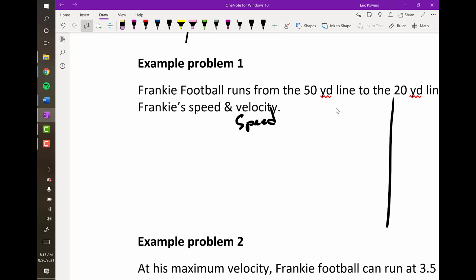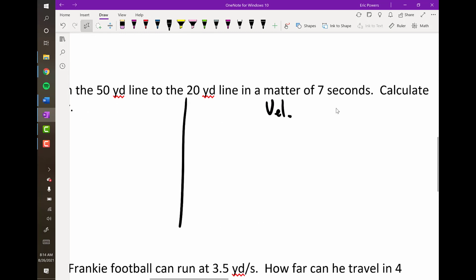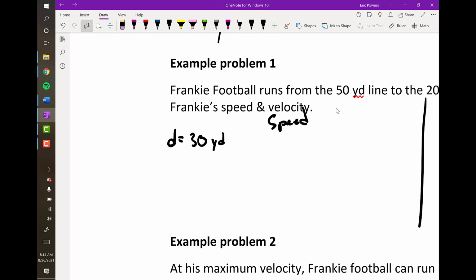Well, he goes from the 50-yard line to the 20-yard line. That's actually a distance, something I can get. So let's use that: 30 meters, or excuse me, yards in this case. So I know he travels 30 yards, and I know he does it in 7 seconds.